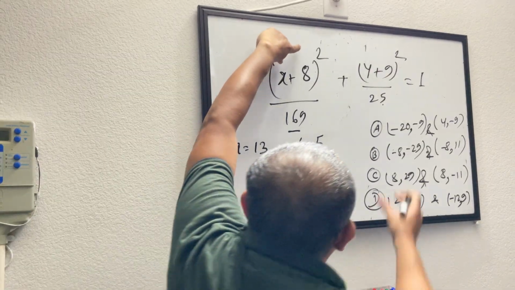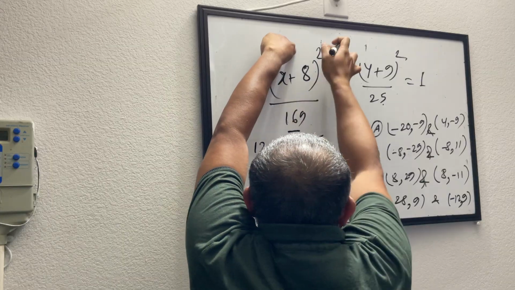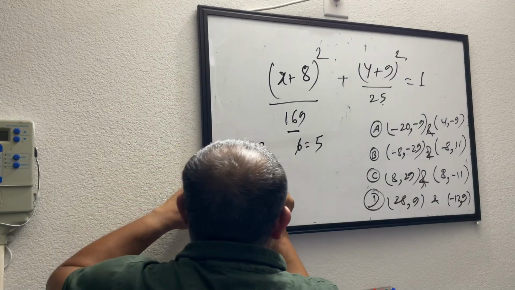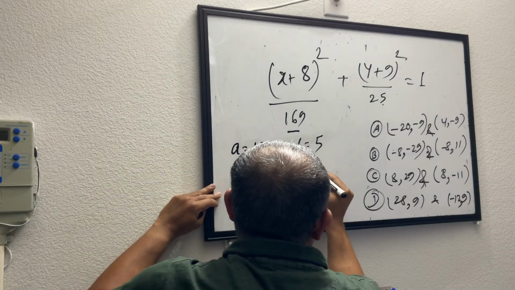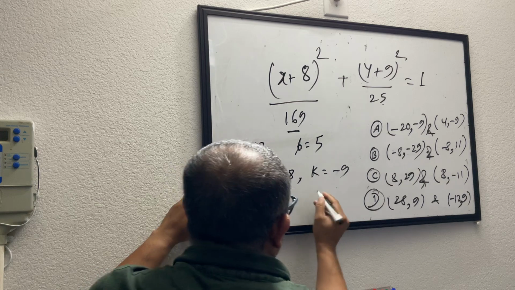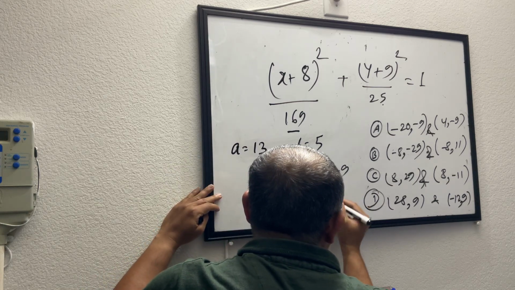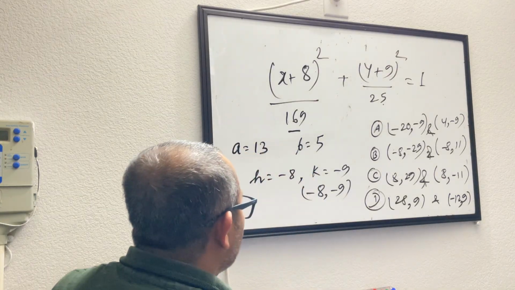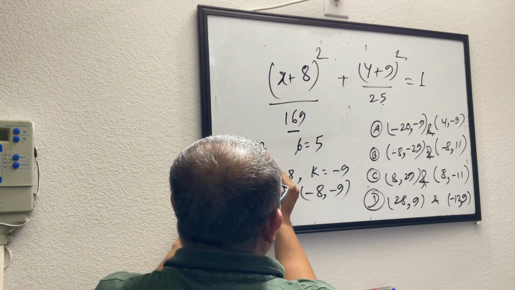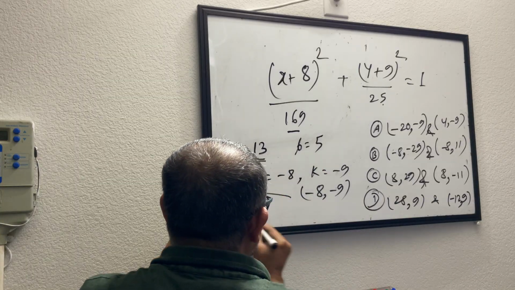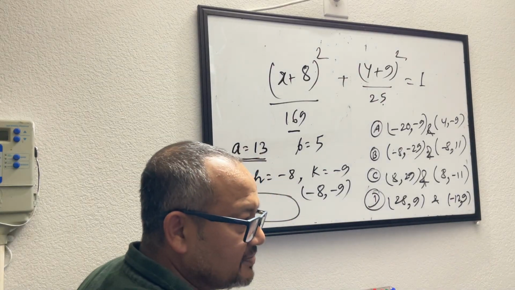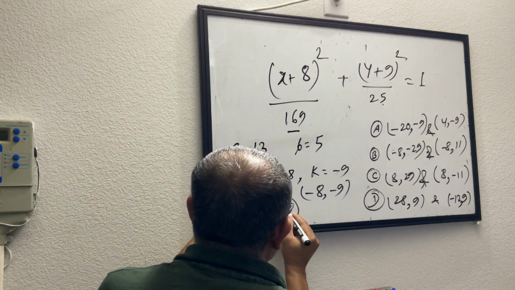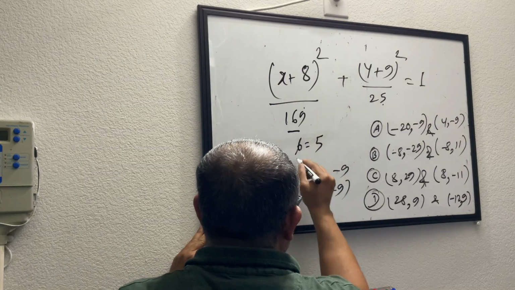Now when I look at the numerator here, (x minus h) square and (y minus k) square, my h and k values are minus 8 and minus 9. These are the coordinates of the center of the ellipse. Since the a radius, the major radius, is the x part, I am visualizing this as lying horizontally. So this is my center, minus 8 comma minus 9. I am essentially in the third quadrant.